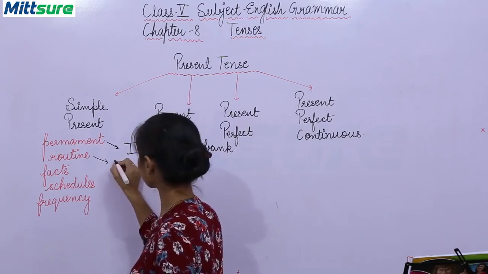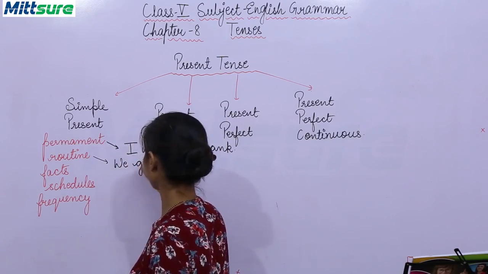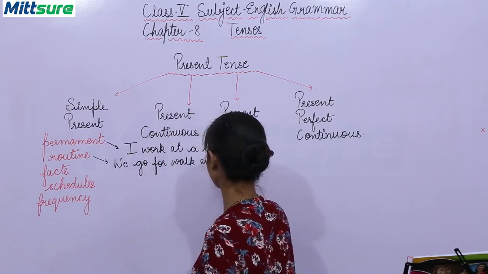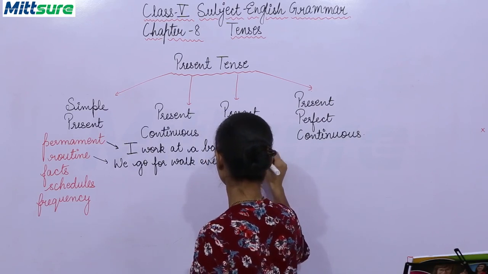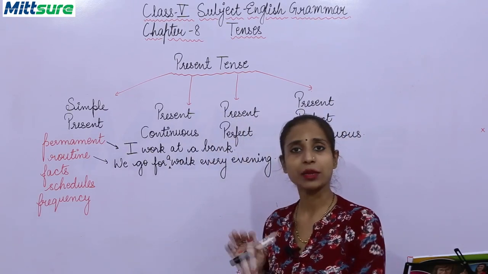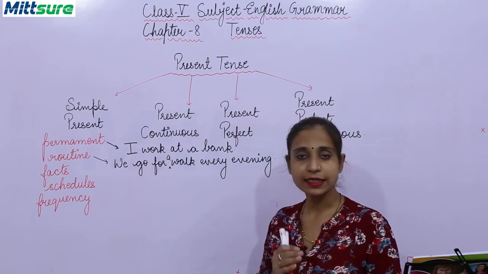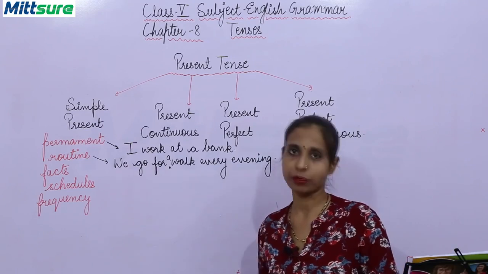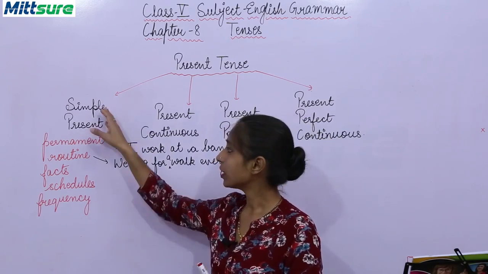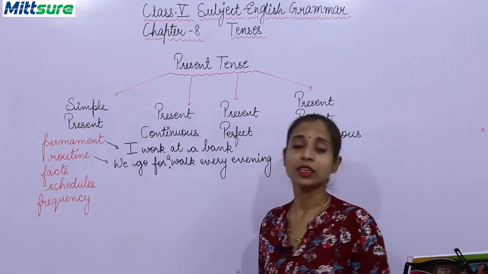Routine jobs, for example, we go for a walk every evening. Now, this is my routine job. Daily, I am doing this every evening. Daily, it is happening. All right. So, it is a simple present tense. As it is, it was happening, it is happening, and it will happen. So, a thing which we do on a daily basis also comes in simple present tense. That means presently, every evening, I am continuing with my routine work.